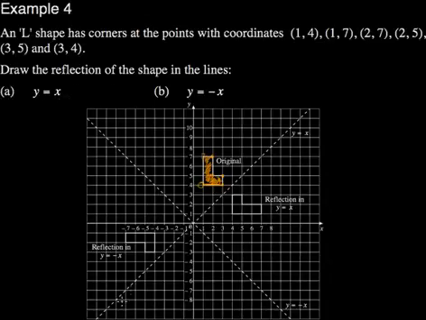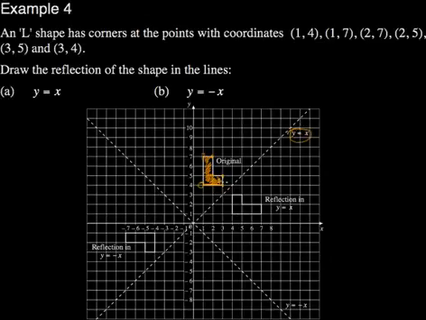And the line y equals x is diagonal. What it means is all the y values are exactly the same as the x values. So if the x is 4, the y would also be 4. If the x was 7, the y would also be 7. And if you generated that for all the x values, you'd get this particular line. And that's why y equals x is a diagonal line.